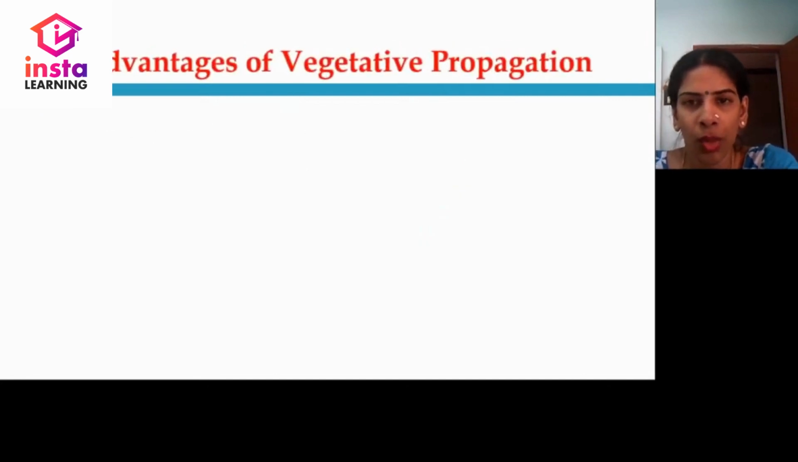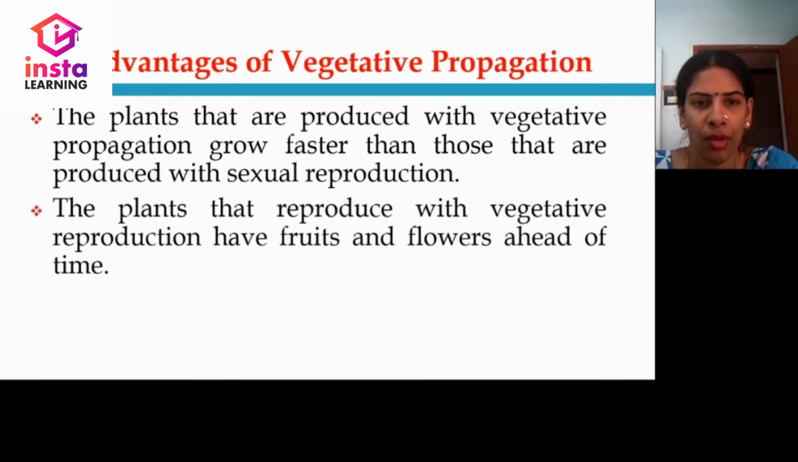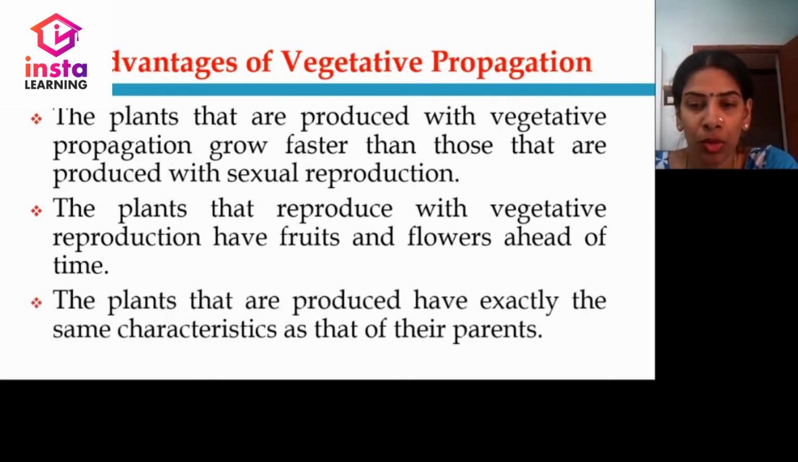Let us see what the advantages of vegetative propagation are. The plants that are produced with vegetative propagation will grow faster than those produced with sexual reproduction. The plants that reproduce with vegetative reproduction will have fruits and flowers ahead of time. The plants that are produced will have exactly the same characteristics as those of the parents.